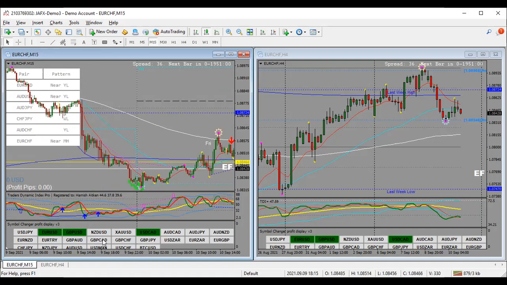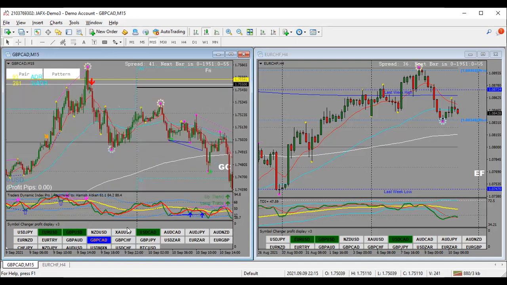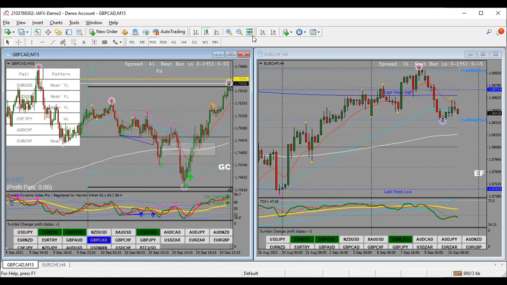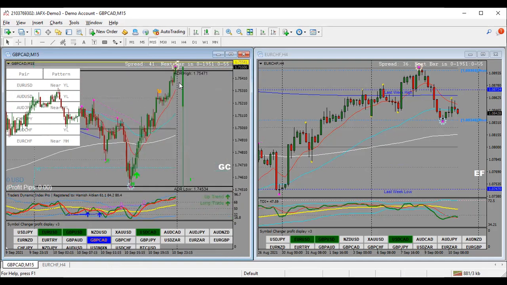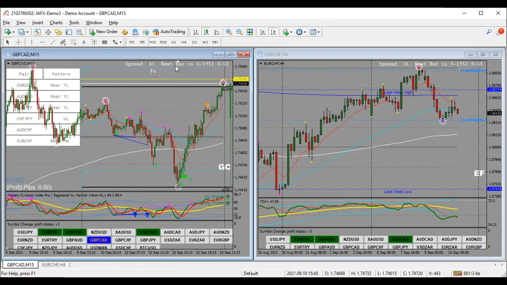Now look at GBP CAD. It's still within the range, right? Look at GBP this one too. It's still within the range. So that's why you don't see it here. Can you see that?